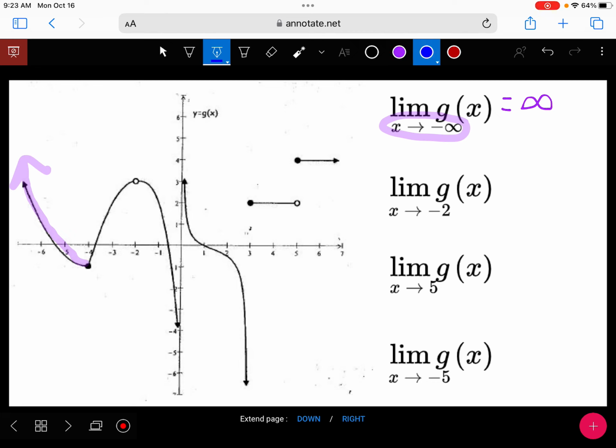So then let's see, what is the limit as x approaches negative 2? What's it approaching? 3. It's approaching the same value from either side. It's approaching here, and it's approaching here. It does not have a value at negative 2. If I said, what's g of negative 2? Undefined. It doesn't have a value. But the limit as it approaches negative 2 is 3.